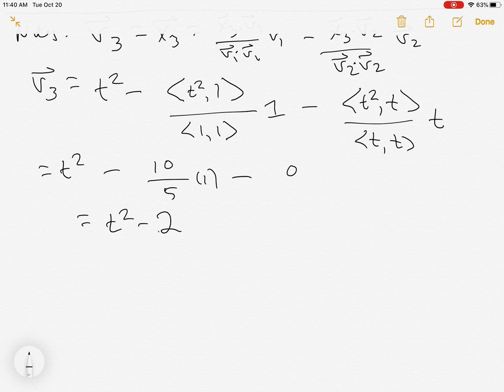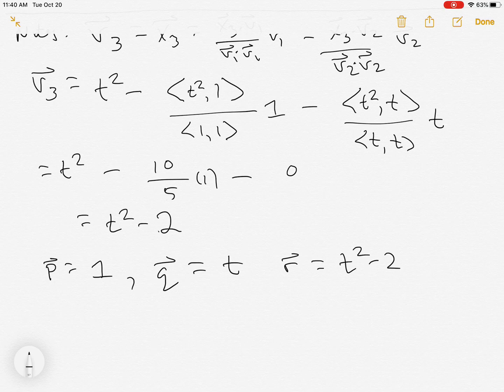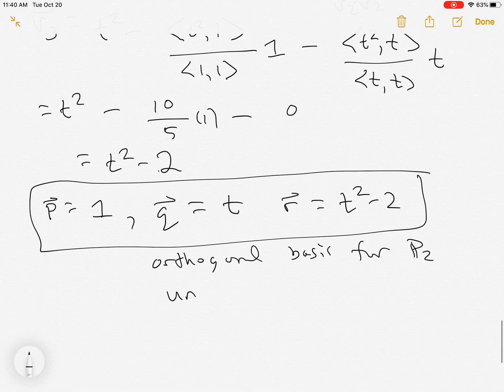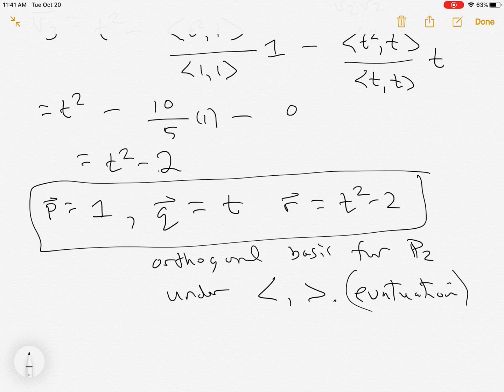Okay, so here are our polynomials. P equals 1, Q equals t, and R is equal to t squared minus 2. These are orthogonal bases for P2 under this defined inner product, which we're calling evaluation.